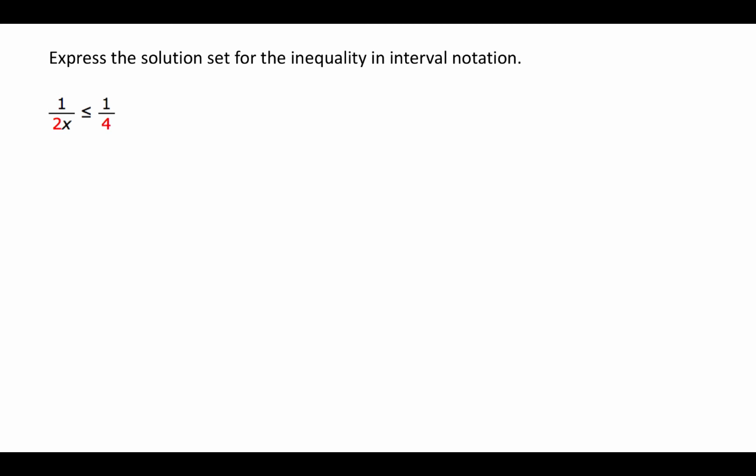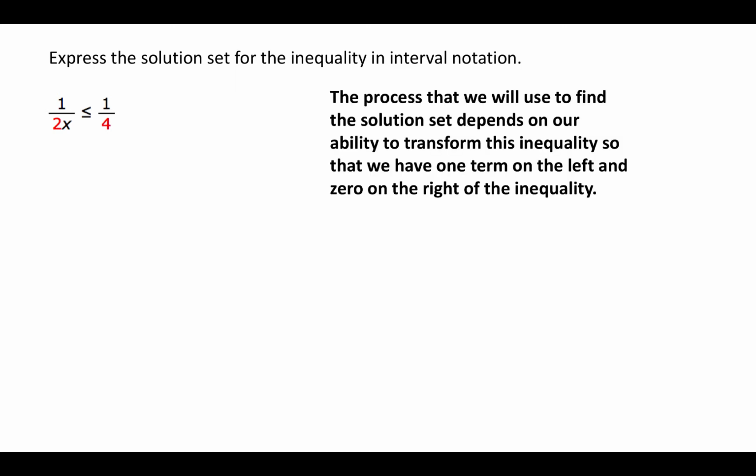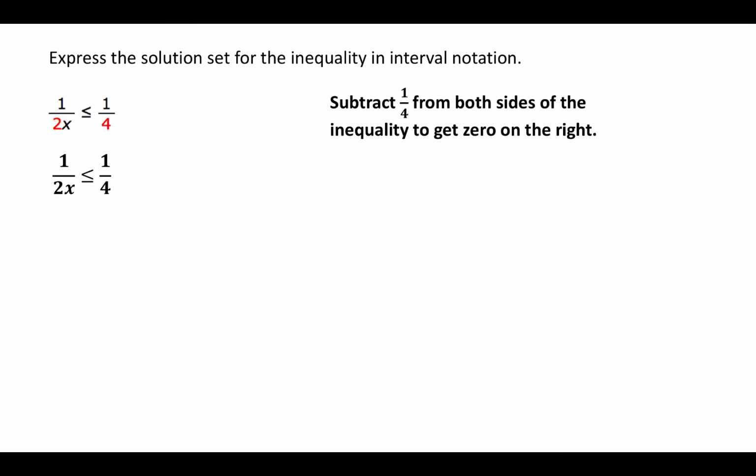Express the solution set for the inequality in interval notation. 1 over 2x less than or equal to 1/4. The process that we will use to find the solution set depends on our ability to transform this inequality so that we have one term on the left and 0 on the right of the inequality. So we should begin by subtracting 1/4 from both sides of the inequality to get 0 on the right.